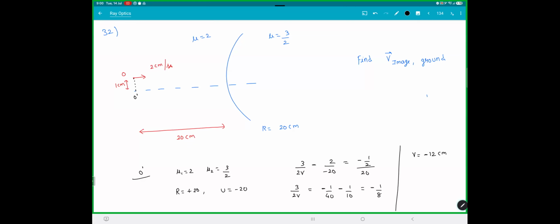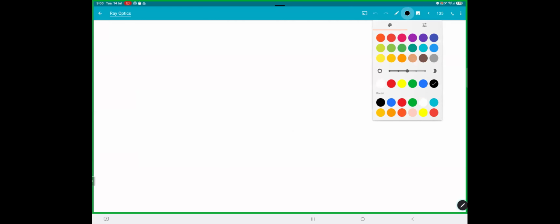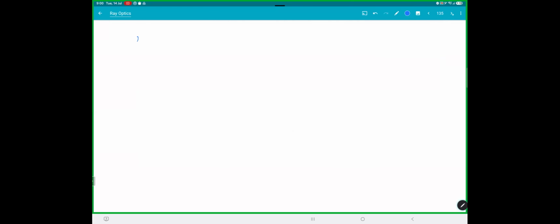Is that clear, everyone? So this is the position of the shadow. Okay, now how do you find the velocity? If you remember the process, you have to go back to the derivation. What was the derivation again? Mu2 by V minus mu1 by U is equal to mu2 minus mu1 by R.